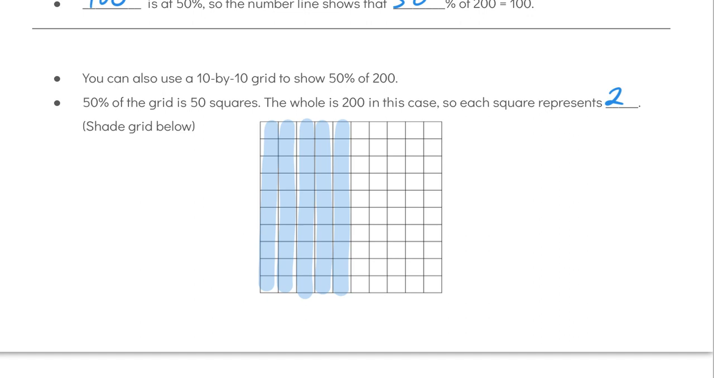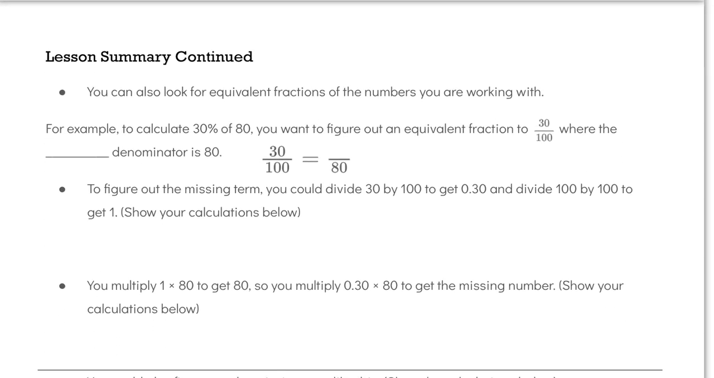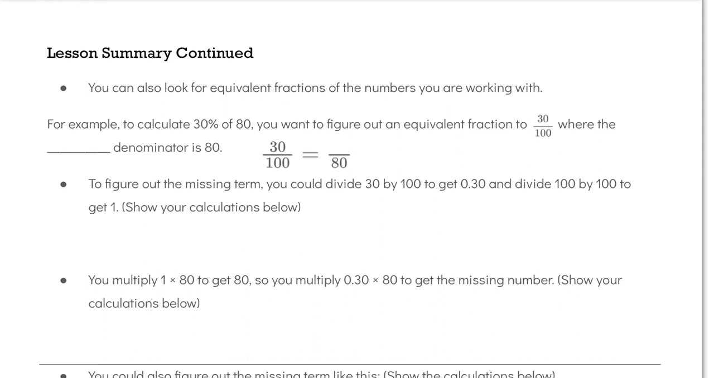Next, let's look at how we can use equivalent fractions to figure out the percent of a number. So it says, you can also look for equivalent fractions of the number you are working with. For example, to calculate 30% of 80, you want to figure out an equivalent fraction to 30 over 100, where the second denominator is 80. And this makes sense, right? Because 30 out of 100 would be the same as something out of 80. That something is what we want to know right here.